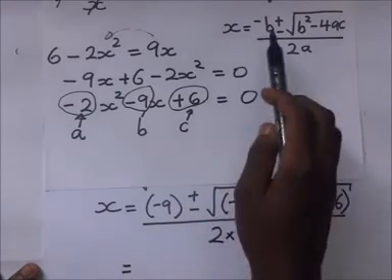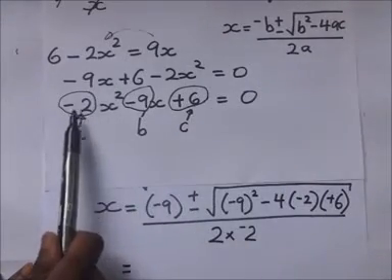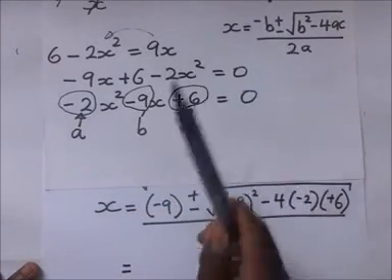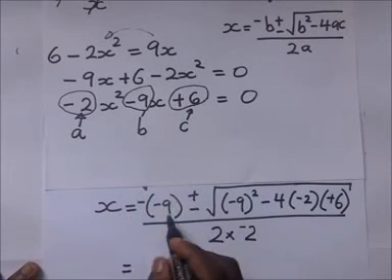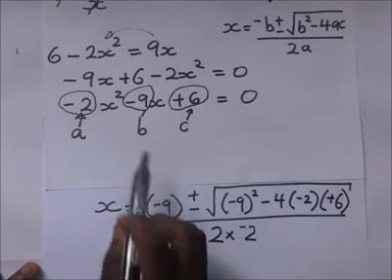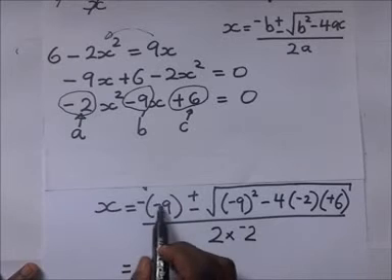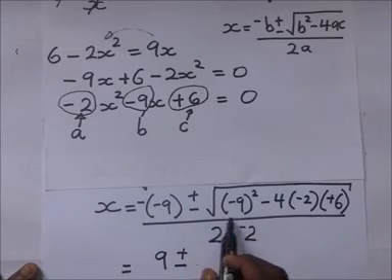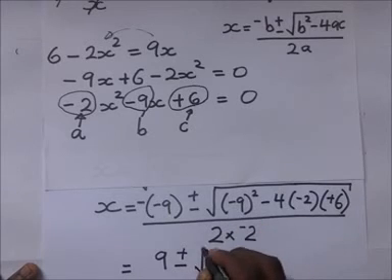So our value of b is negative 9. So it is negative b. This is supposed to be negative b, which is negative 9. So definitely negative times negative is positive. That's going to become 9 plus or minus everything that is inside there.